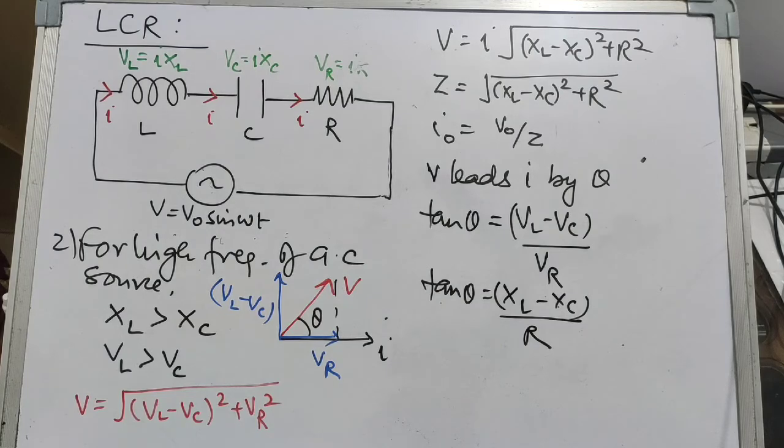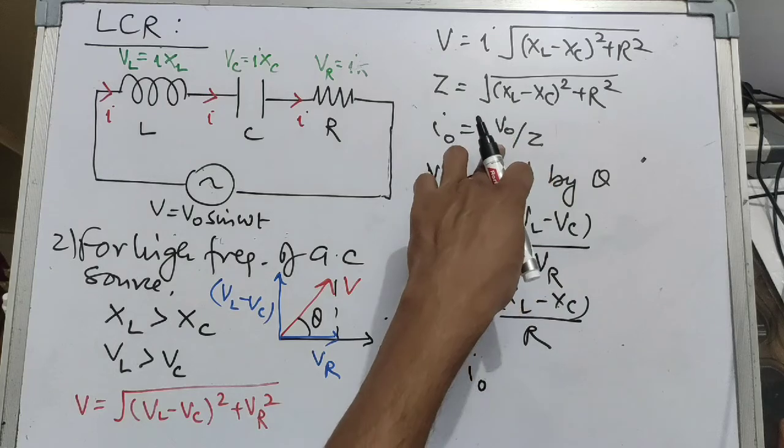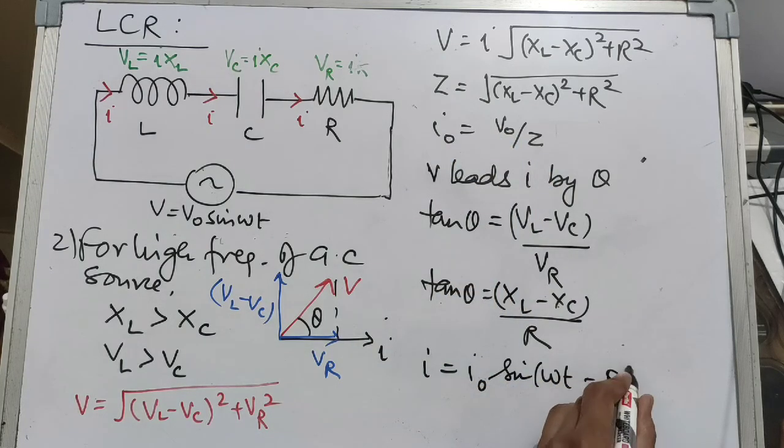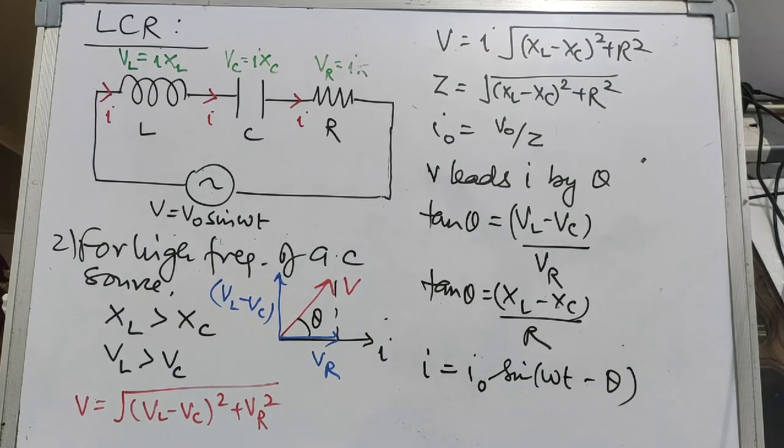So in this way we can find out the phase difference between the voltage and current, and then at last we can write down the equation for current, which is simply I is equal to I naught sine of omega t minus theta. I naught is the peak value which we can find from here, and it is minus theta because here the voltage is leading the current by an angle theta. So this is the equation for current.